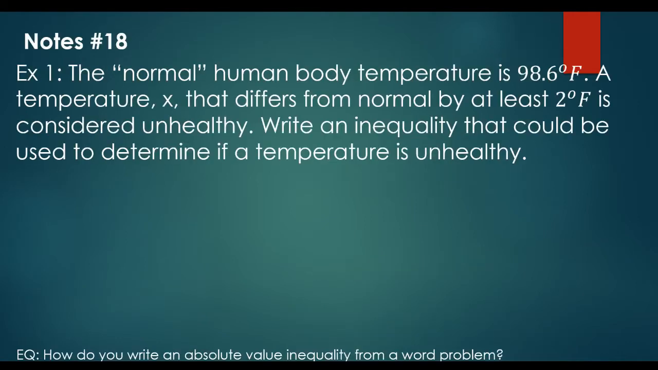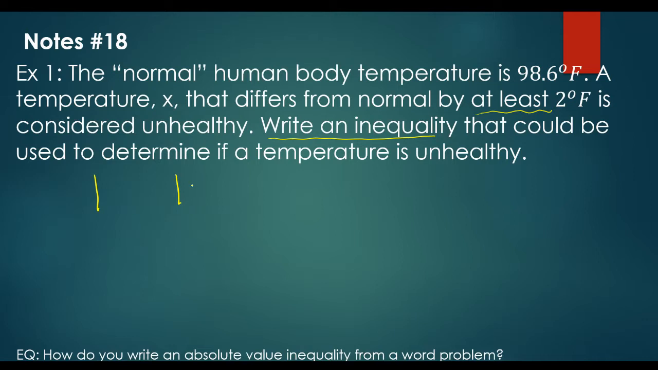Okay, if you can take a minute to write this problem down. Hit pause, please. Okay, you should be back. So the normal human body temperature is 98.6 degrees. A temperature that differs from normal by at least, keyword is at least, 2 degrees, is considered unhealthy. So we need to first write an inequality. So we're going to draw the absolute value bars. So whatever goes in here has to be at least 2 degrees.